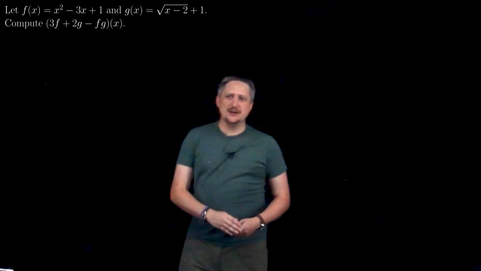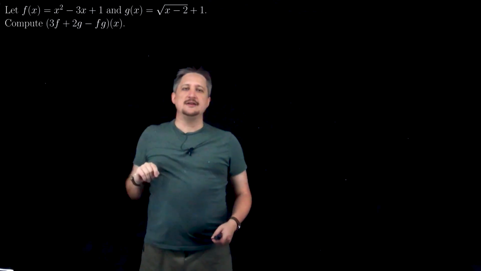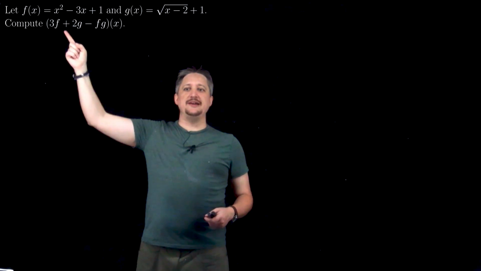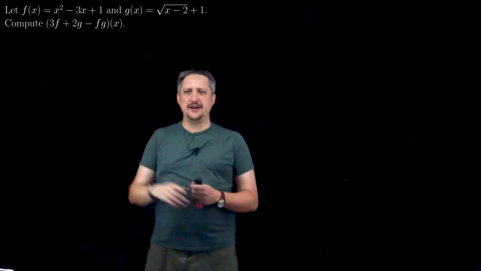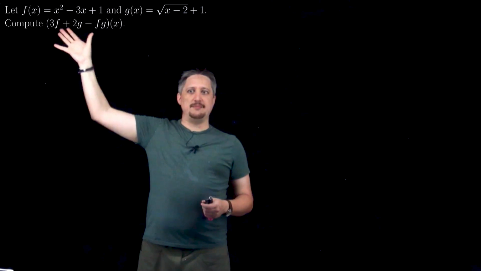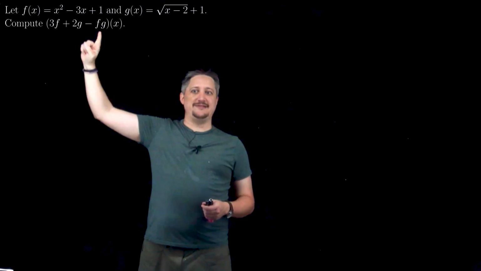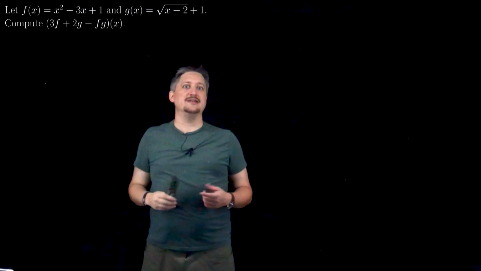Nonetheless, so I have two functions, right? f of x, g of x. And I want to put these together, but I'm putting them together in particular with this 3f plus 2g minus fg all of x. Now, I want to point out to keep in mind, this is not like 3f plus 2g minus fg times x, right? This is just doing that f of x notation.